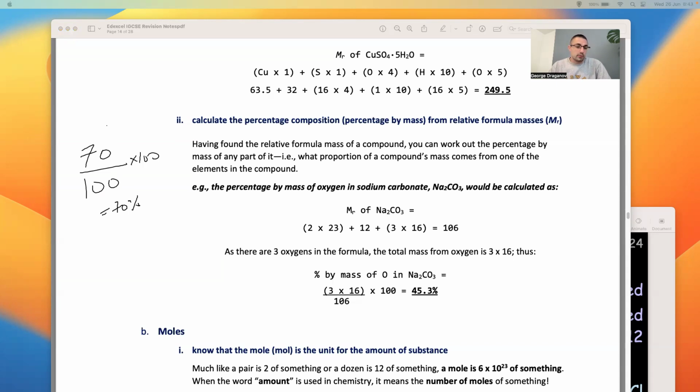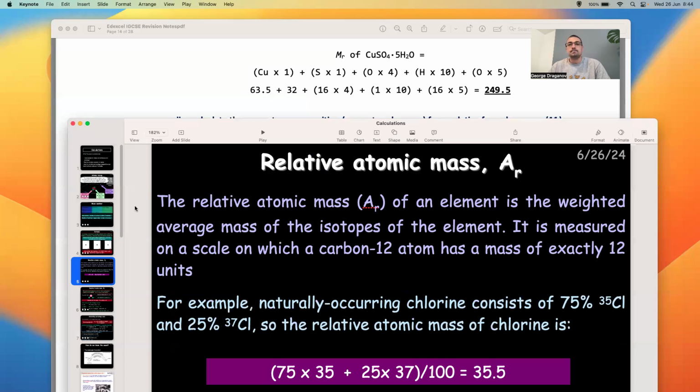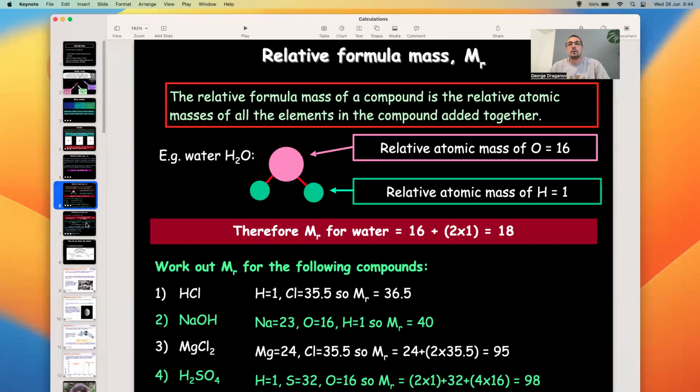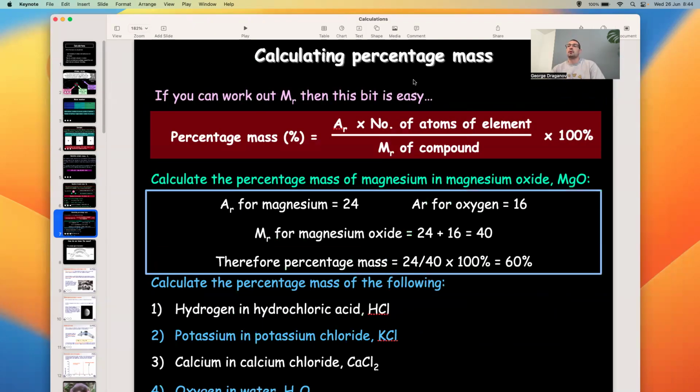If you are someone who likes equations, I do have it written here as an equation. One second, there it is. Calculating percentage by mass. If you like equations, it will be the number of atoms of the element that you're looking to find the percent of, multiplied by its Ar, over the total Mr of the compound, times 100. That's technically the formula, although it's common sense.